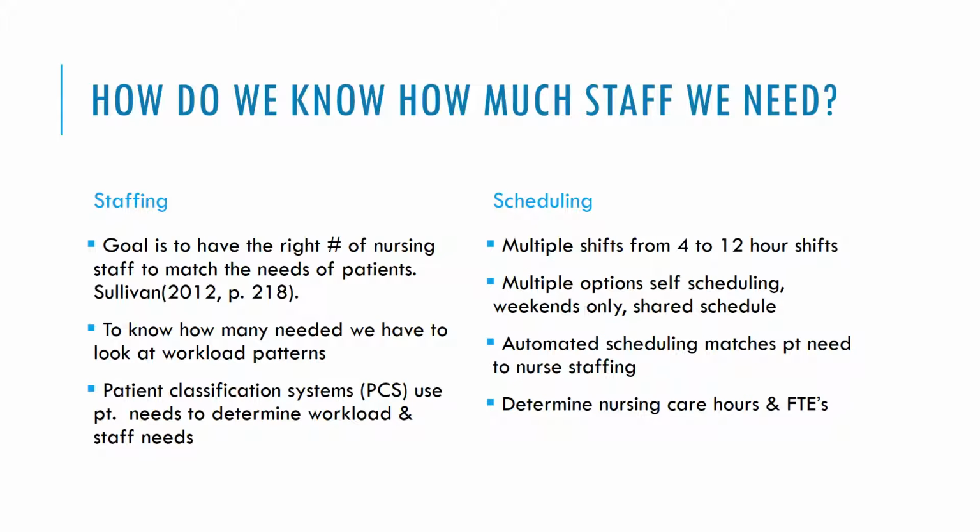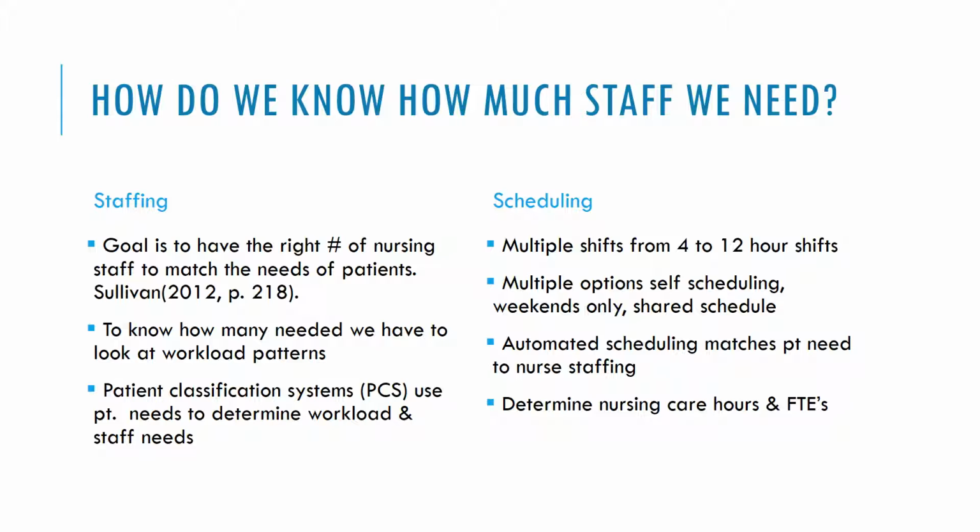How do we know how much staff we need? So, scheduling and staffing, that's how they come together. The goal of staffing is to have the right number of nursing staff to match the needs of the patients. To know how many are needed, we have to look at workload patterns. There are patient classification systems used for patient needs to determine the workload and the staff need.